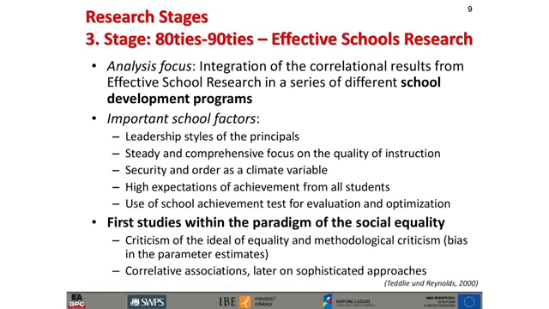This is also a time period where first studies within the paradigm of social inequality were applied. However, they were criticized due to this ideal of equality, and also due to some methodological criticism, which could lead to bias in the parameter estimates. At the beginning, they started with correlative associations, and later on, they proceeded with sophisticated approaches.